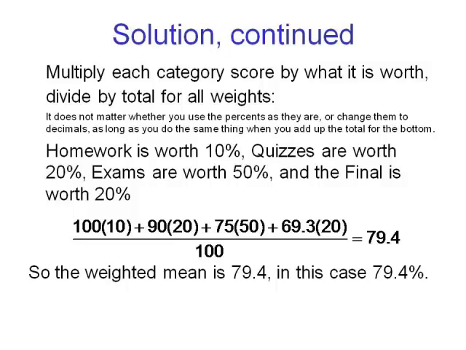And you can see there that I've multiplied those together and then added them all up. That's in the top of the fraction. And then I'm going to divide by the total weight possible. So we had 10% for homework, 20% for quizzes, 50% for exams, and 20% for the final. That's 100% total. So I'm going to add all that up and divide by 100. Again, since we've been dealing with whole numbers for our grades, the mean needs to go out to 1 decimal place. So that comes out to 79.4% for the final weighted mean or final grade.